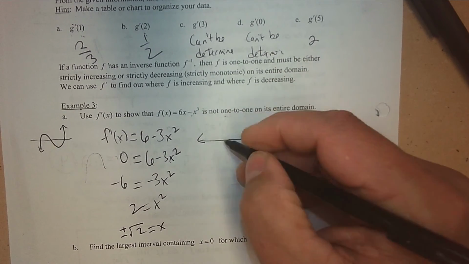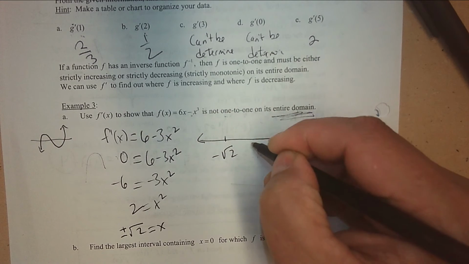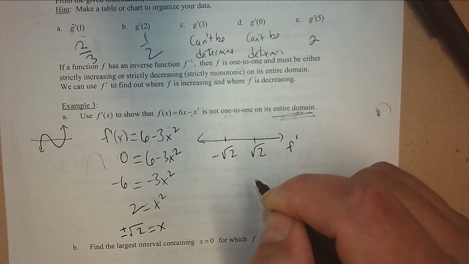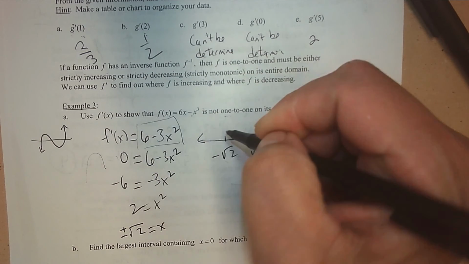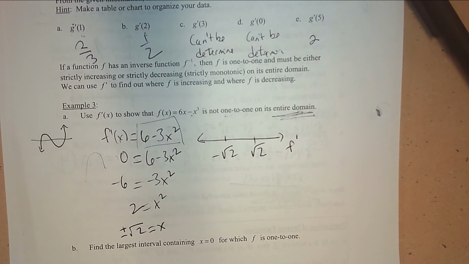What numbers am I going to put on there? Negative root 2 and positive root 2. What am I testing for again to see where it's increasing and? So use the derivative. What's a nice number that's smaller than negative root 2? 0 is not smaller than negative root 2. What's a nice number smaller than negative root 2? Negative 2. Yes, negative 1 is actually bigger than negative root 2.